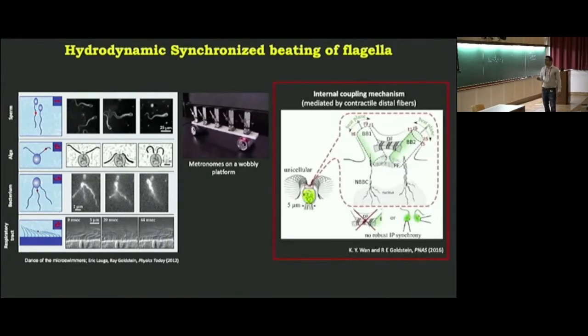But also quite recently, people have observed that there are some inconsistencies in the picture of hydrodynamic synchronization. Especially, they found the role of a distal fiber here. It's an elastic connection between these two flagella. And if you break this in a mutant, the synchronization goes away. So there has been this doubt that hydrodynamics alone is not sufficient to explain this synchronization, and these physical connections between these flagella also play a very important role.